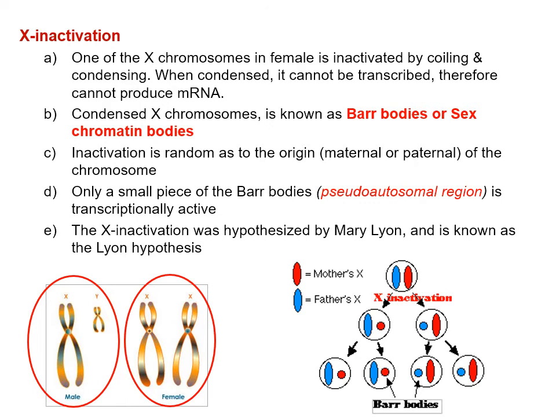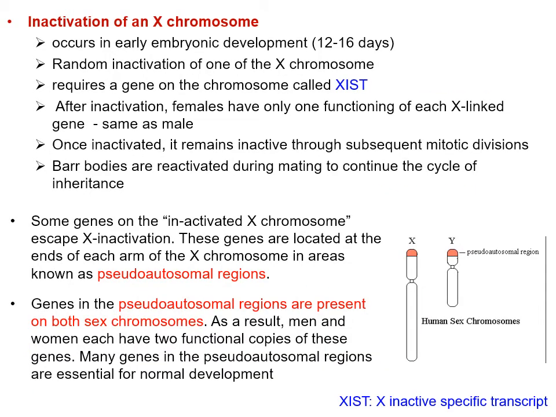After X inactivation, only a small piece of the inactivated X chromosome, which is known as the pseudo-autosomal region, is transcriptionally active. This X inactivation process is hypothesized by Mary Lyon, an English geneticist. Therefore, it is also called the Lyon hypothesis. X inactivation occurs in early embryonic development. The X inactivation process requires a gene on the X chromosome called X inactive specific transcript or XIST.